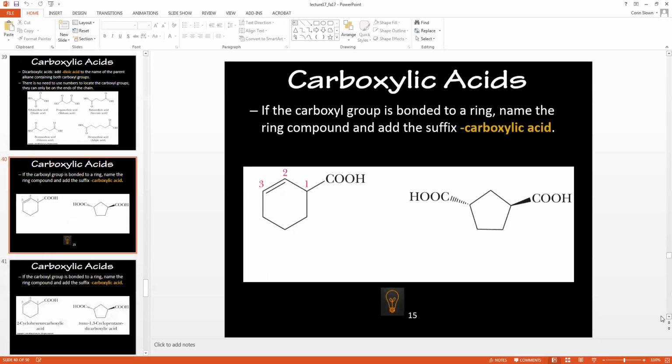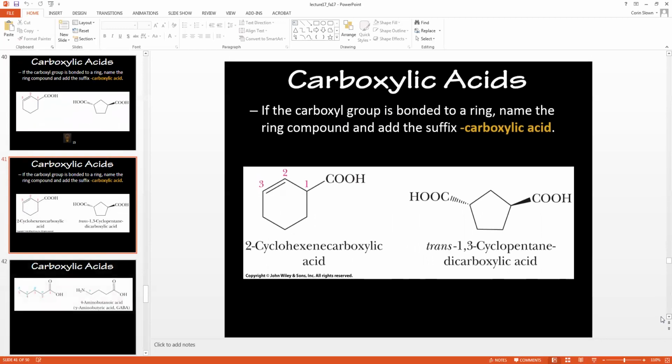And then if the carboxyl group is bonded to a ring, we're going to name the ring containing that compound and add the suffix carboxylic acid. So take a moment and think about how you would name these. Remember to pay attention to the stereochemistry. So 2-cyclohexene carboxylic acid, trans-1,3-cyclopentane dicarboxylic acid.